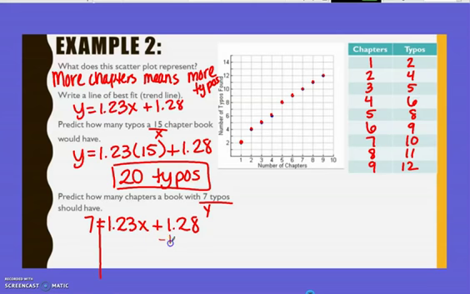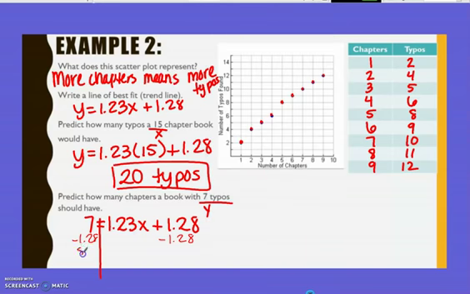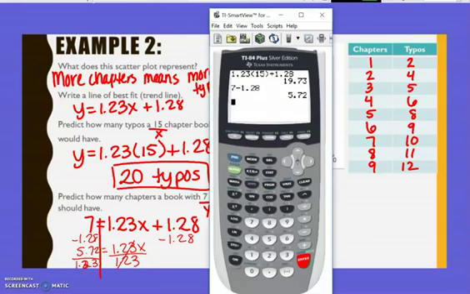So I'm going to subtract 1.28. So you get your calculator, and you do 7 minus 1.28, and you get yourself 5.72. This is 1.23x. Then you divide by 1.23. This is just basic solving you've been doing since the beginning of the year, or all of last year. So 5.72 divided by 1.23. So I'm just going to hit divided by 1.23, hit enter, and it gives me 4.65, right? Which is where we thought it would be.